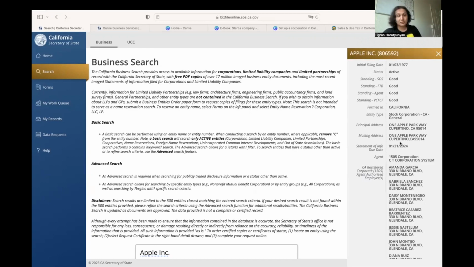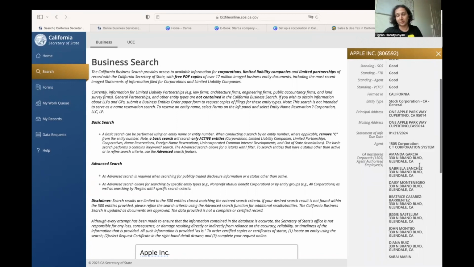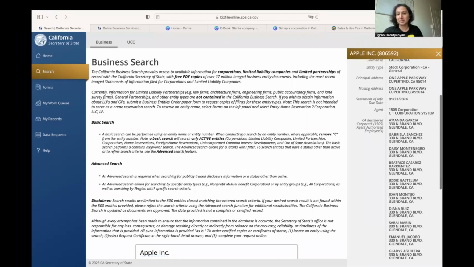Its mailing address is 1 Apple Parkway in Cupertino too. Now, if you mail them something here, they don't have to respond. They don't have to accept it. Here it says that your statement of information is due on January 31st, 2024. Now, here is their registered agent. This address, 330 North Brent Boulevard, Glendale, California, and any of the people mentioned here, Amanda Garcia, Gabriela Sanchez, and this is public information, so we're not exposing anyone's private life.